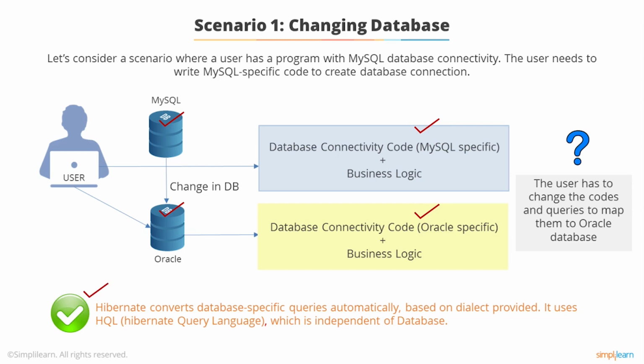Hibernate hence converts database specific queries automatically based on a dialect provided, and it uses HQL or Hibernate Query Language, which is independent of the database. So it prevents the user from changing the code and queries to map to a different data source once you change a data store, let's say from MySQL to Oracle.